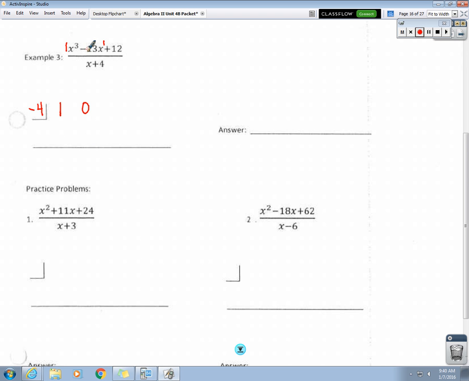Does everybody see that? Because look, it went straight from x cubed to x to the first. So that means the x squared term was 0, and you have to fill in a 0 for it. Okay, then we fill in the -13 and then the +12.